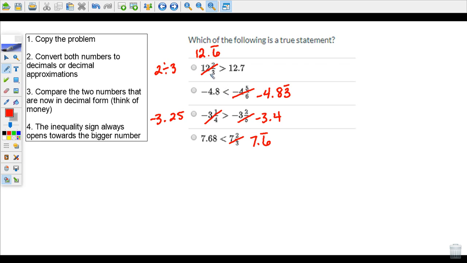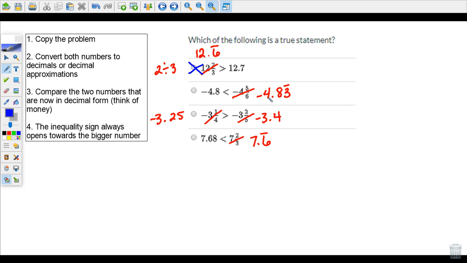Now let's actually compare them. So in the first answer choice, we are comparing 12.6 repeating to 12.7 and trying to decide. This is saying that 12.6 repeating is bigger. So they both have the same whole number. We look at the next place value, so the first number after the decimal point. 7 is the bigger one. Therefore, this is the bigger number. That is not what that inequality is saying. So this one is incorrect.